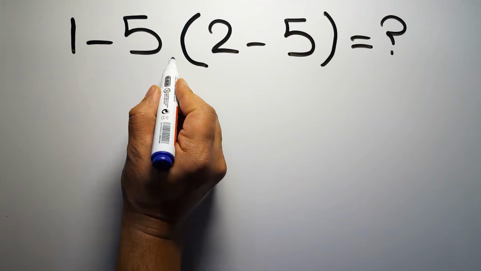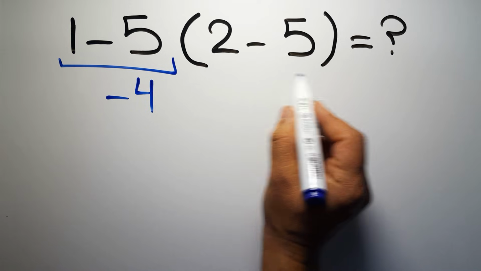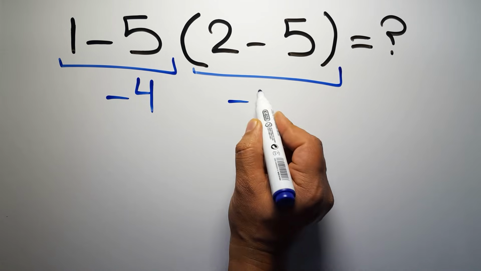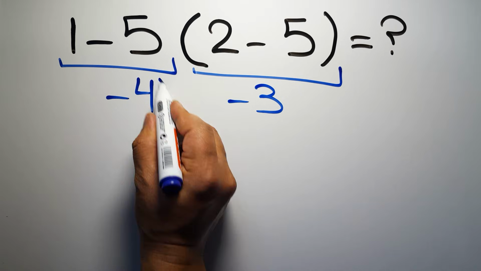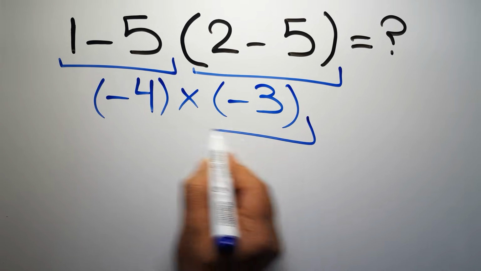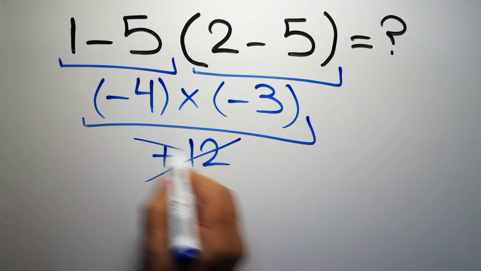1 minus 5 equals negative 4. And inside this parentheses, we have 2 minus 5, which equals negative 3. So, negative 4 times negative 3, which equals positive 12. But this answer is not correct.